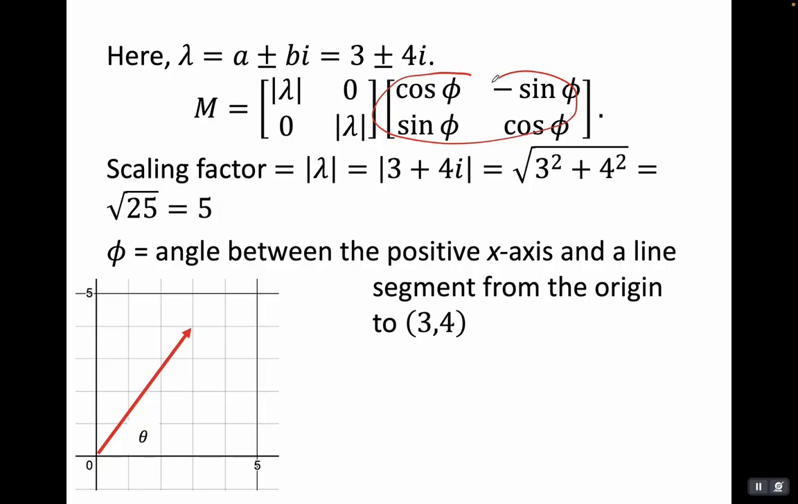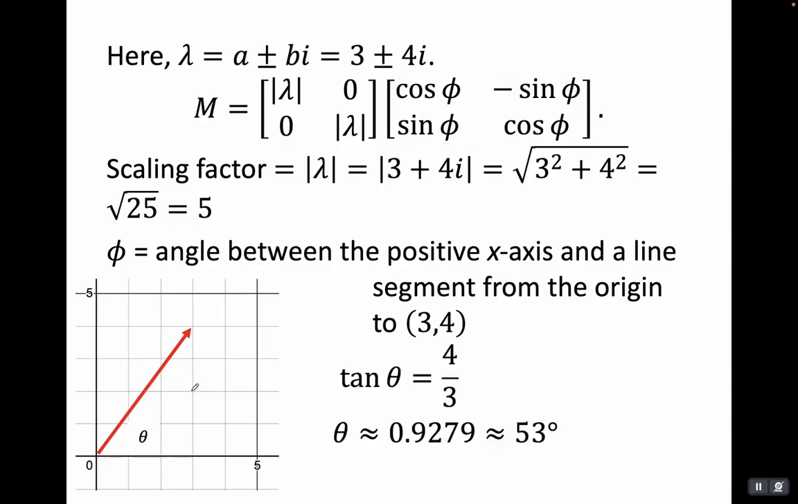Recall how we find the absolute value of complex numbers. The absolute value of 3 plus 4i is the square root of 3 squared plus 4 squared, which is 25, or 5. And phi is the angle between the positive x-axis, which is here, and a line segment from the origin to (3, 4). So phi is going to be this angle here. We can calculate that easily enough. The tangent of theta is going to be 4 over 3 by SOHCAHTOA. So theta is just the inverse tangent of 4/3, 0.9279 radians, or about 53 degrees.